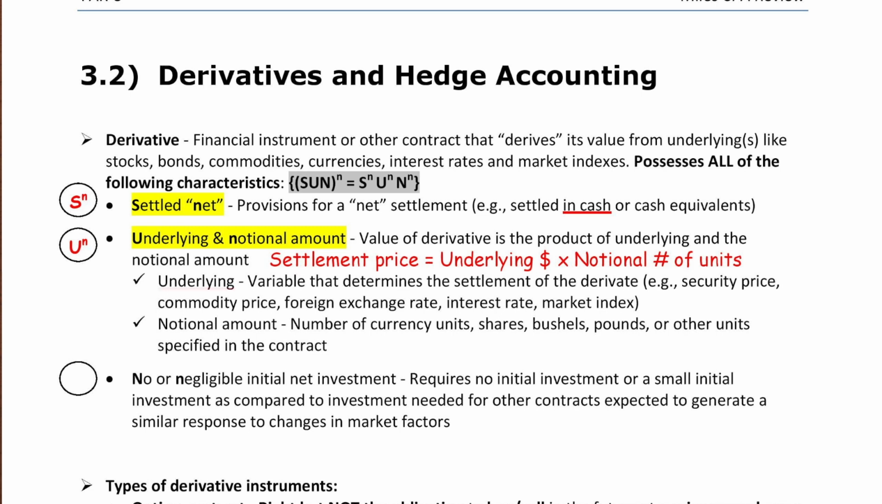So underline underlying and right there strike dollars. Underline notional amount and write the number of units. And the third characteristic is highlight no or negligible initial net investment, and write n to the power of n on the bubble.